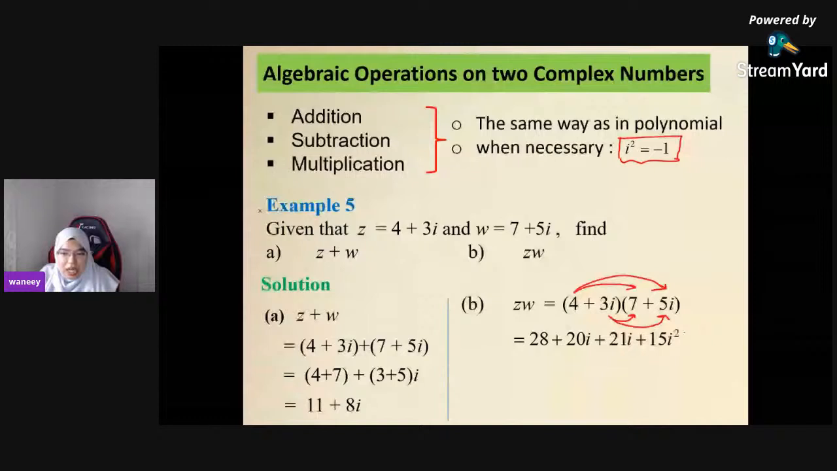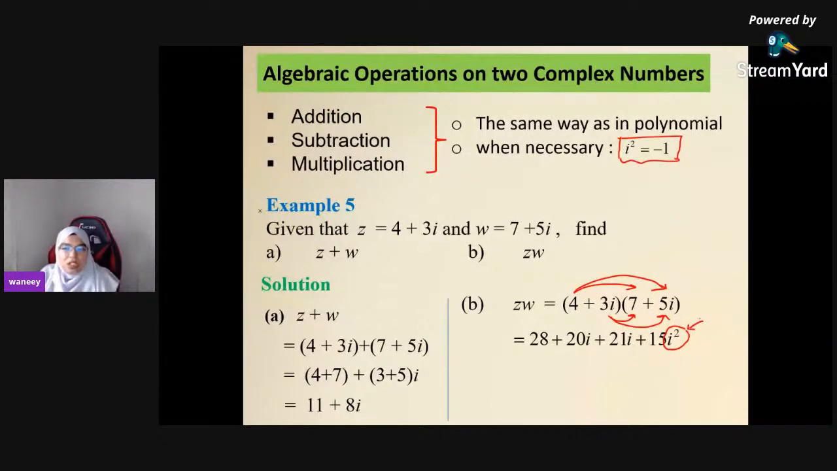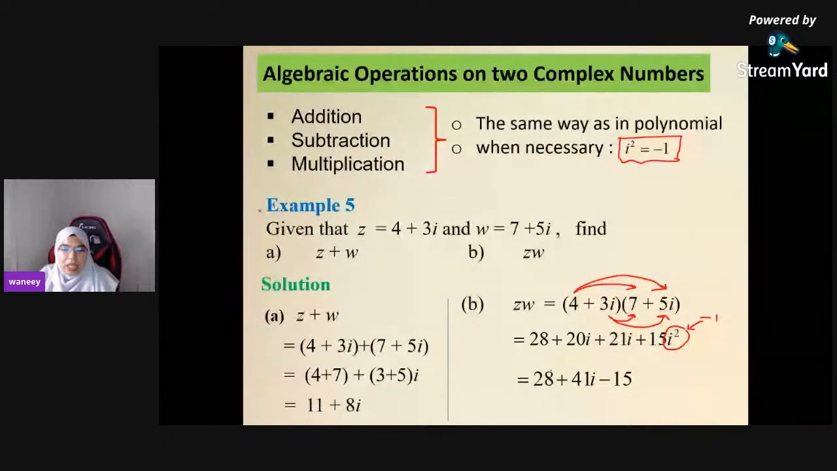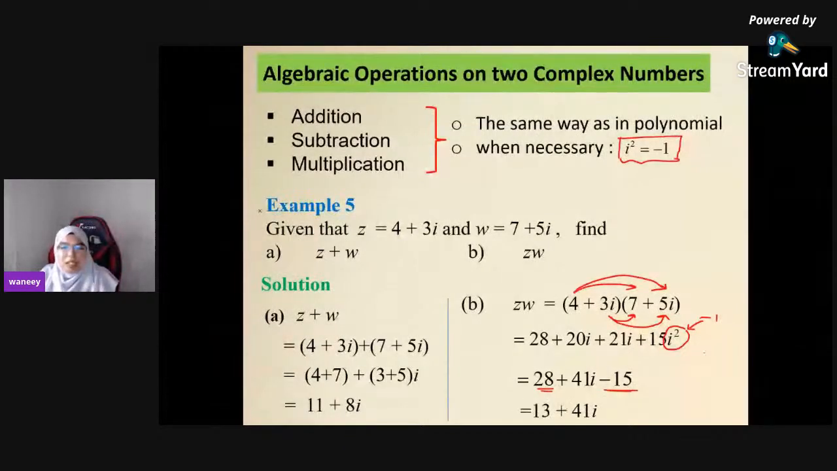Now, the highest power of I over here is I square. So we should change this one using I square is equal to -1. Change it to become -1. So what you have is 28, 20 plus 21I is 41I, and 15 times -1 will become -15. Simplify them a little bit. This is a real number, this is also a real number. Simplify them, so it will become 13 plus 41I.